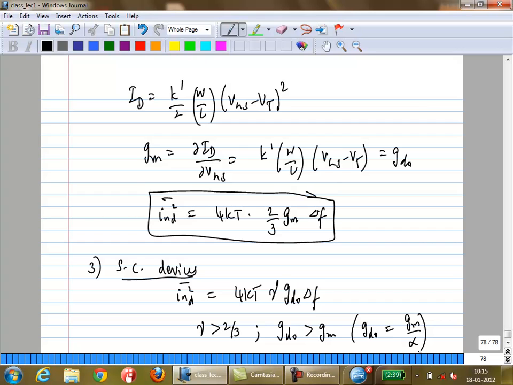It's quite rare to use minimum length devices in analog design, but you will use them occasionally, so you need to know this. Quite often, you will use longer channel devices, so this approximation is quite valid. If you use lengths of maybe half a micron, 1 micron or something like that, you can very well go ahead and use 4 kT 2/3 GM delta F as your noise. However, if you're using 0.18 micron, 0.13 micron lengths, then you have to keep this in mind. Your actual noise may be much larger.